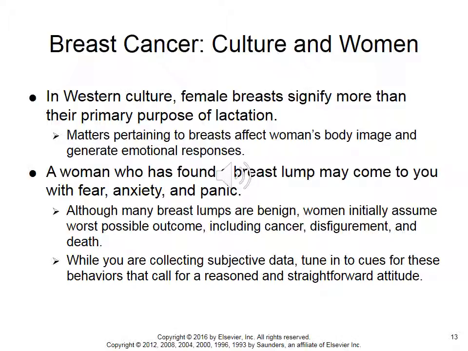You definitely don't want to tell them that you're sure there's nothing wrong, but at least provide them some reassurance and tell them that most lumps are benign. We do encourage further testing, but just try to provide them some reassurance, but also give them an opportunity to voice their fears and to talk about the thoughts that they're having.